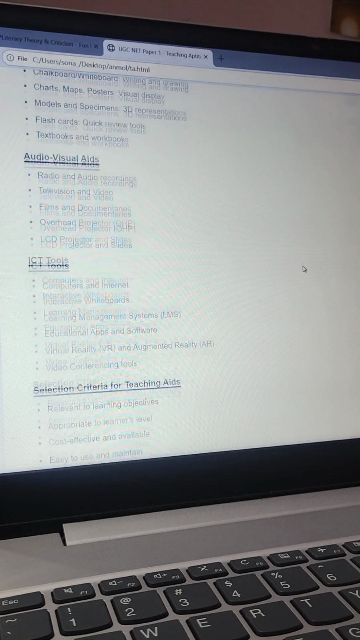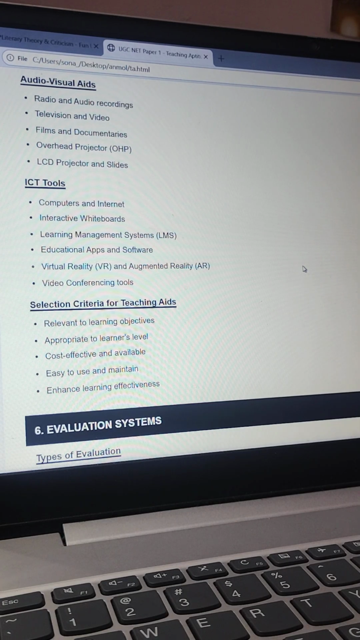Talking about the ICT tools, we have computer and internet, interactive whiteboards, learning management systems, educational apps and software, virtual reality and augmented reality, that is VR and AR, and we have VC tools also, that is video conferencing tools.